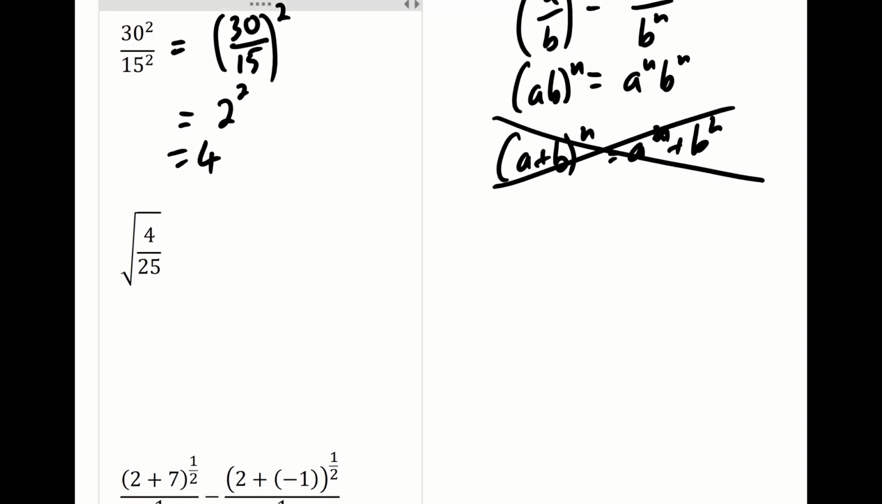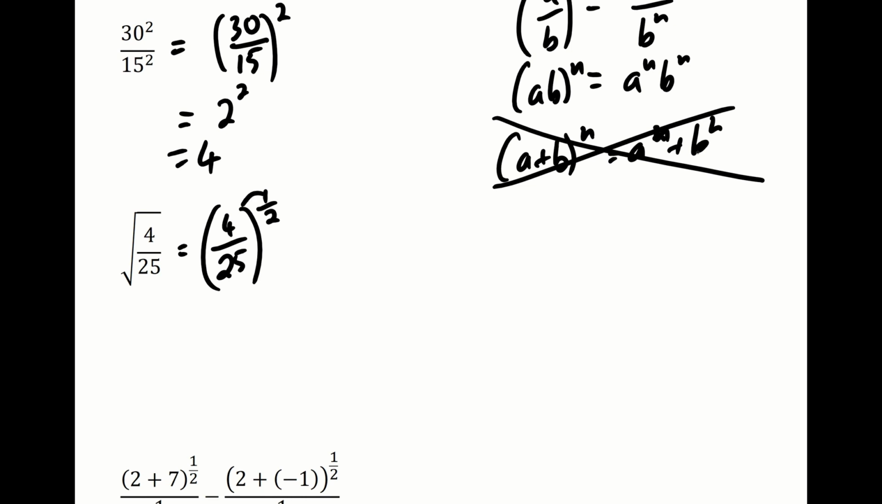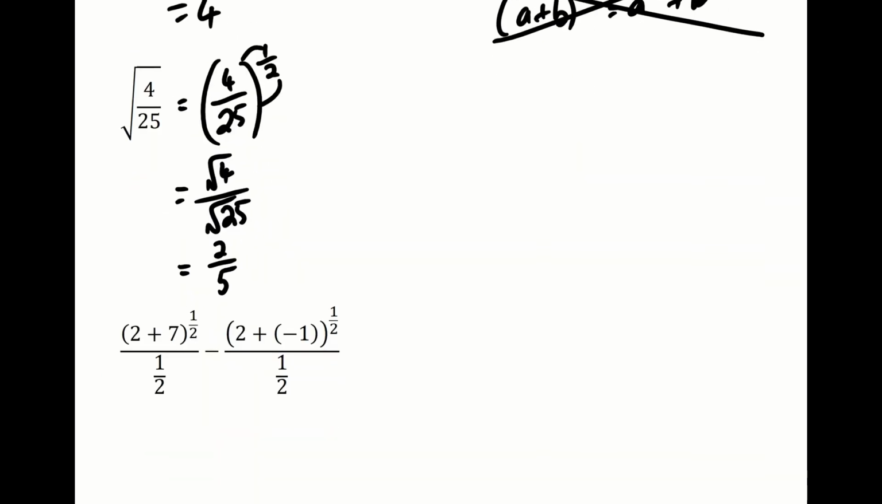Okay, if I'm asked to find the square root or any root of a fraction, remember square root is really to the power of a half, so we can imagine that power of a half being given to both 4 and 25. So it's really square root of 4 on square root of 25. I know both of these. This is 2 on 5. Okay, so some little tips.